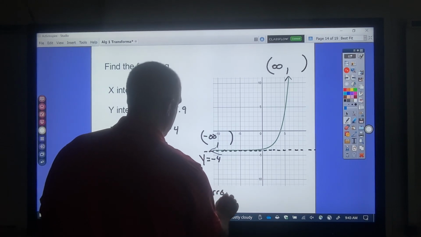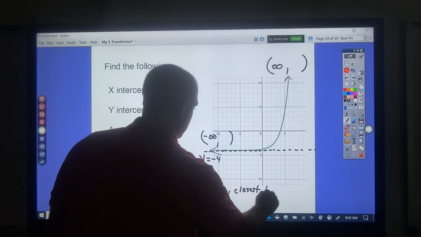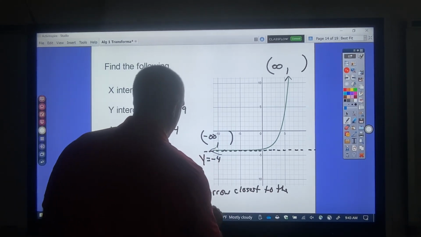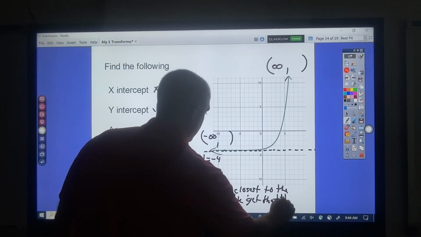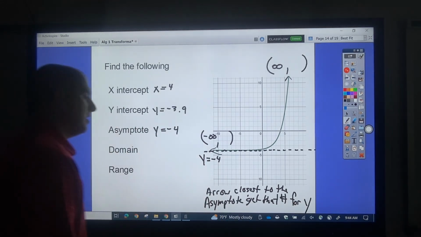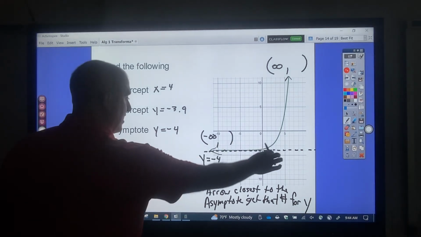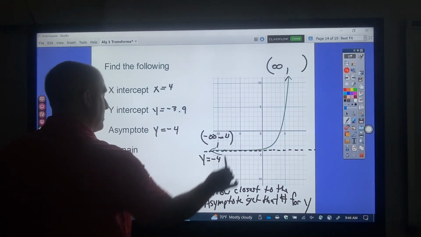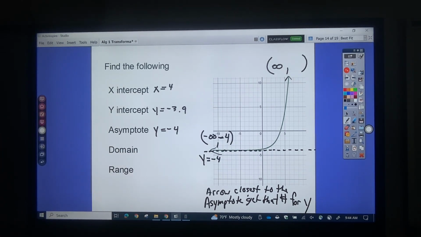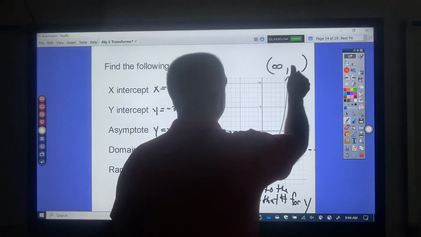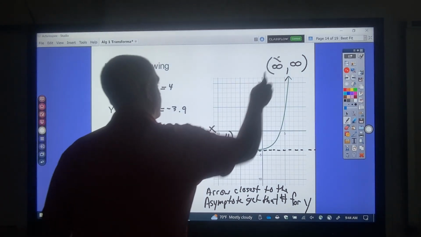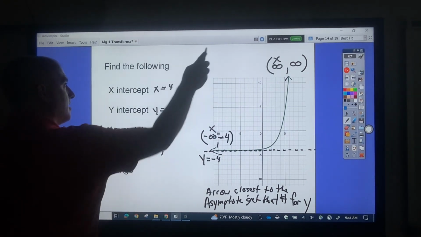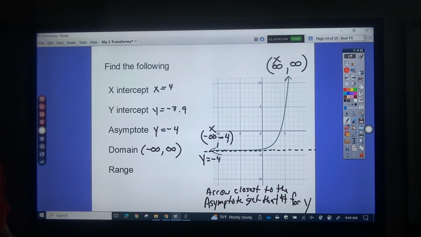The arrow closest to the asymptote gets that number for y. What I mean is, this is leveling at negative 4, so I am going to put negative 4 right there. Now, this arrow, just like before, that is going up. Now, this is my x. Smallest is negative infinity, biggest is positive infinity. So that's still all real numbers.